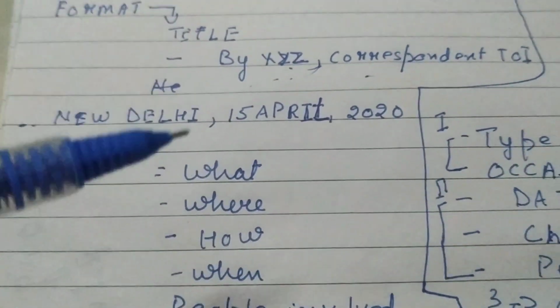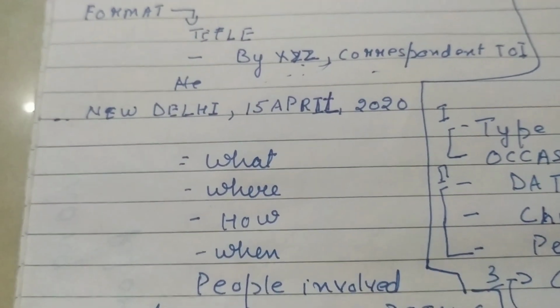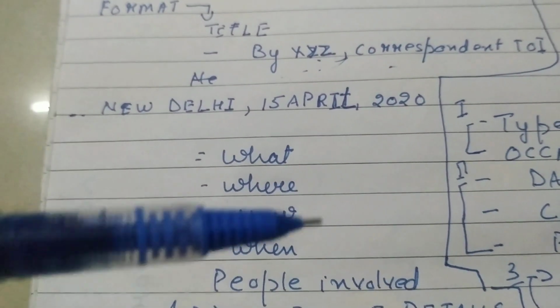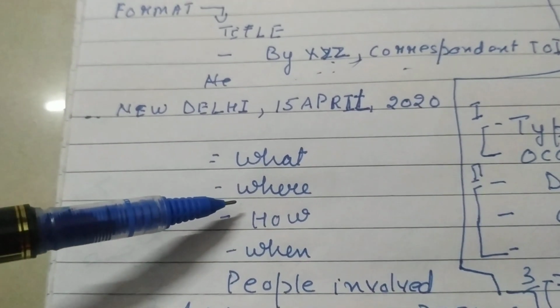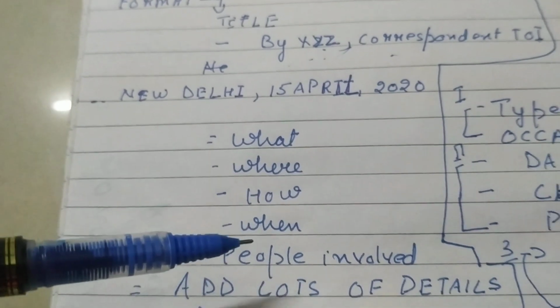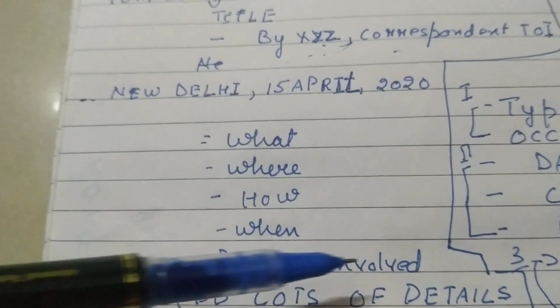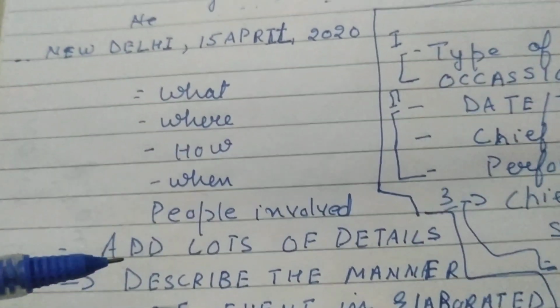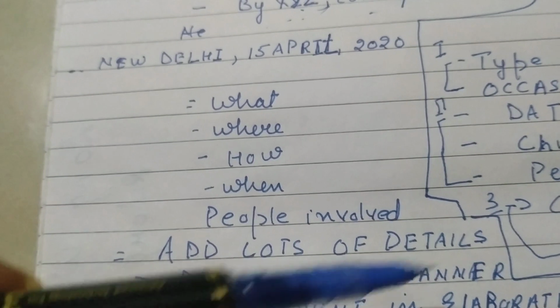So these questions are to be answered; the description should be based on these questions. What happened? Where did it happen? How did it happen? When did it happen? And how many people were involved in that? And then you have to add lots of details. Students, I'm emphasizing adding lots of details.